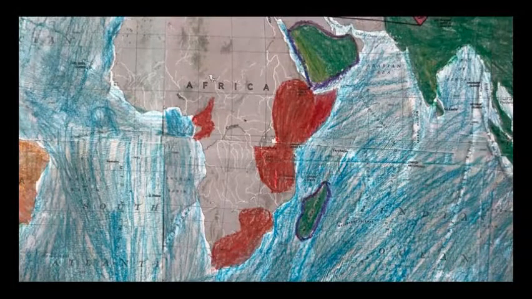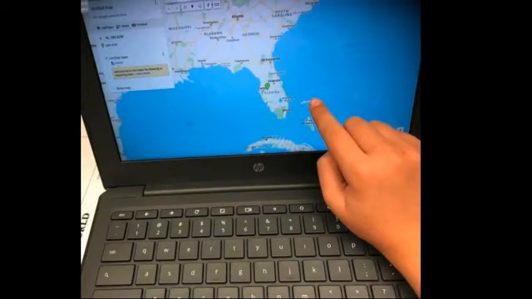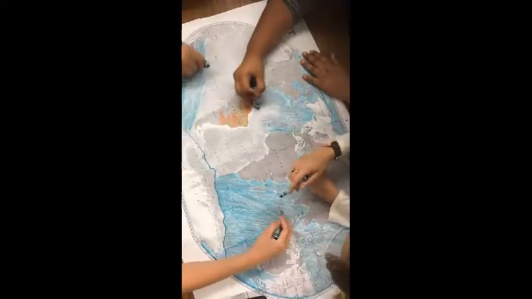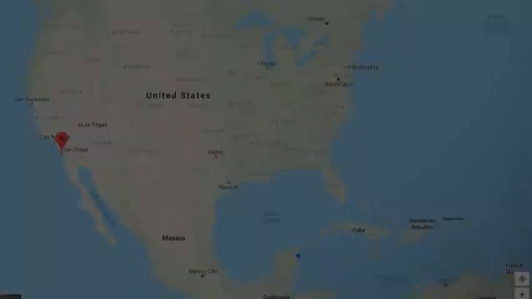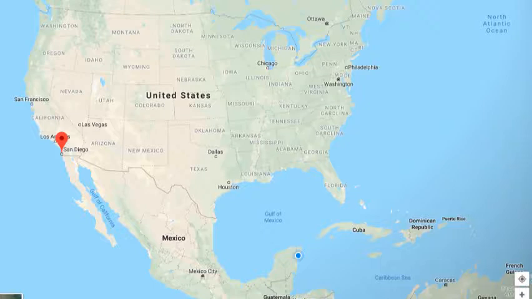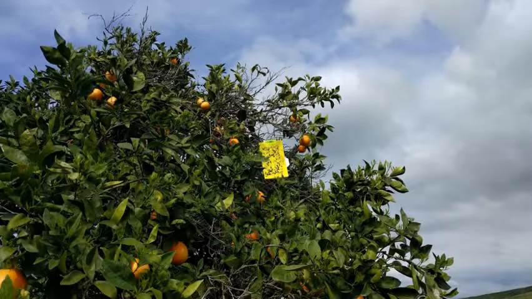The disease and the psyllid have devastated the citrus production in Florida since 2005. And it is also in many other states, including Georgia, Alabama, Mississippi, Louisiana, and Texas. The Asian citrus psyllid was first discovered in San Diego, California in 2008 on a yellow sticky card like this one on a backyard citrus tree.